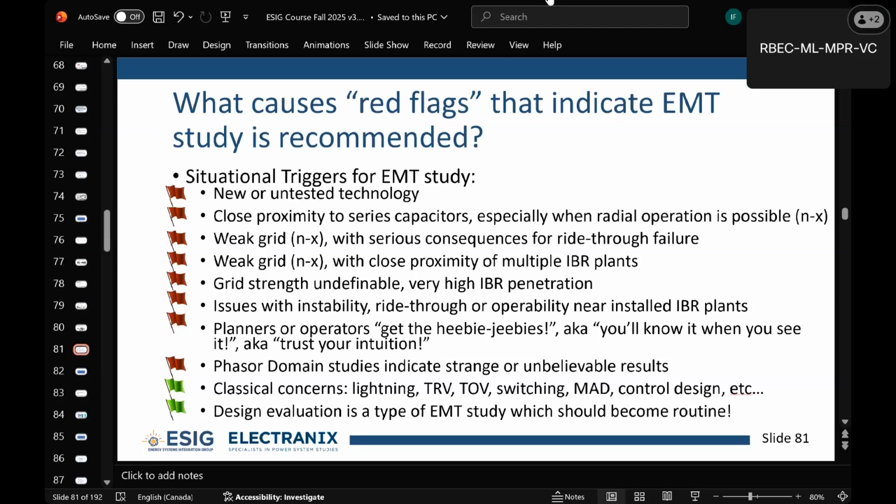Exactly, control like model quality. You're right. If you don't trust the model you're working with, definitely that's going to be a problem.